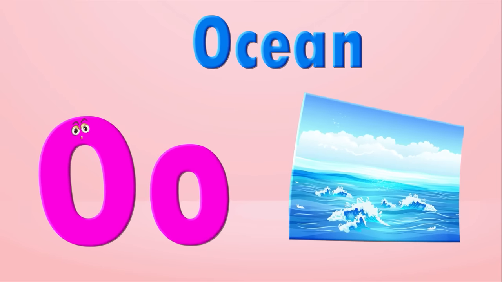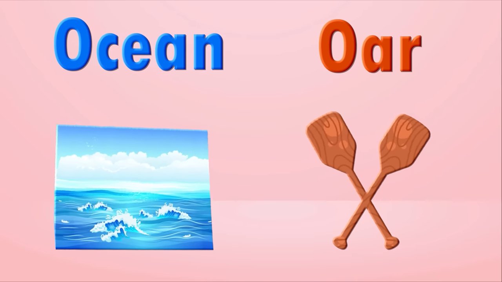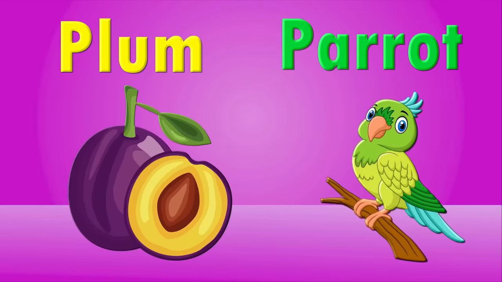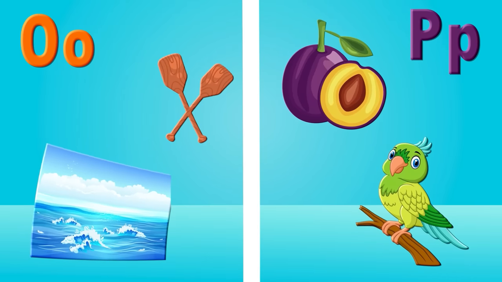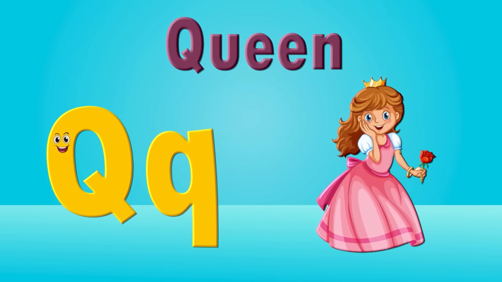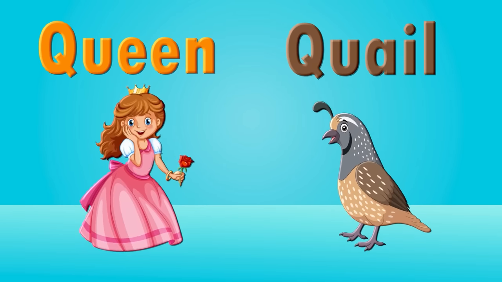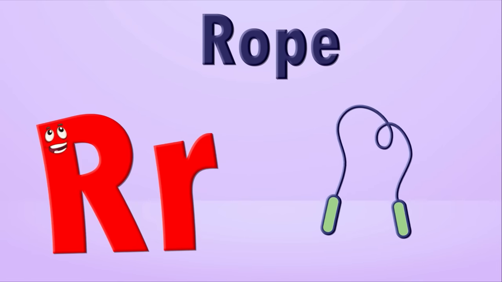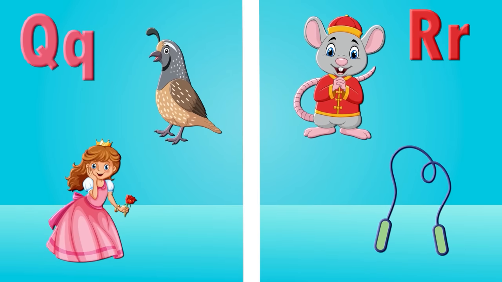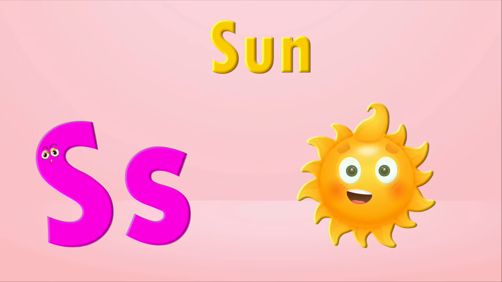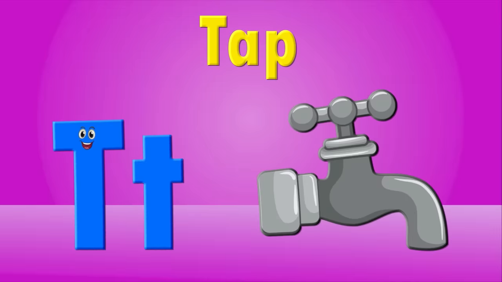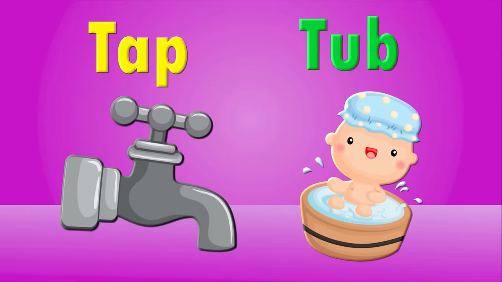O for ocean, O for oar. P for plum, P for parrot. Q for queen and Q for quill. R for rope, R for rat. S for sun and S for sunflower. T for tap, T for tub.